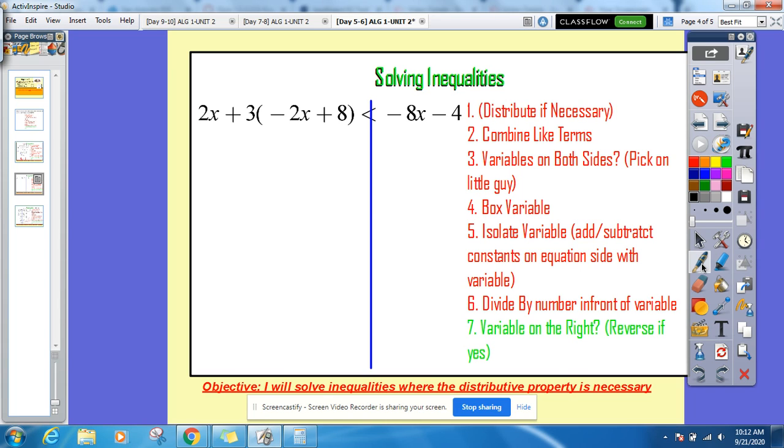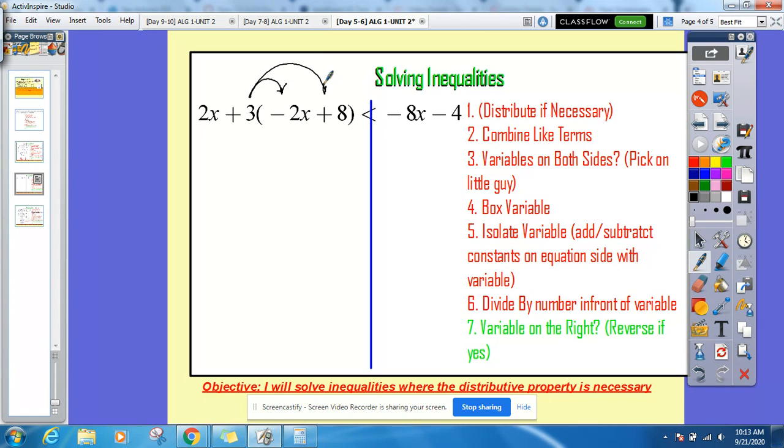Alright guys, so we're going to look at another example of solving inequalities. This one has a couple more steps, but don't forget, we follow the same process as solving equations. The only difference is how we interpret our solution. So I'm going to look to distribute. I look for parentheses. Here I see some on the left-hand side.